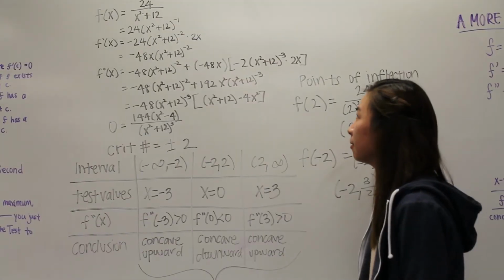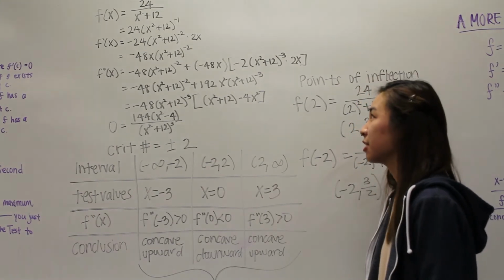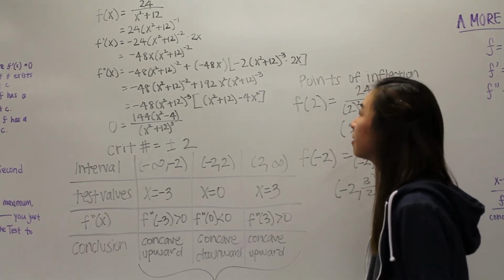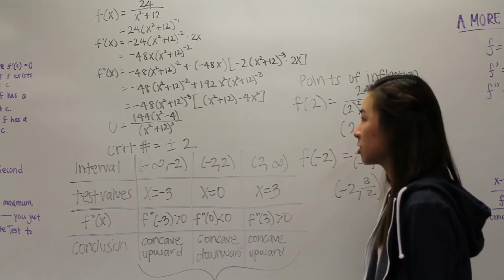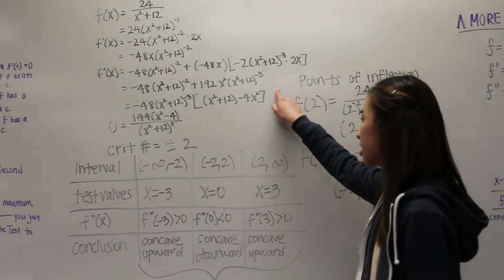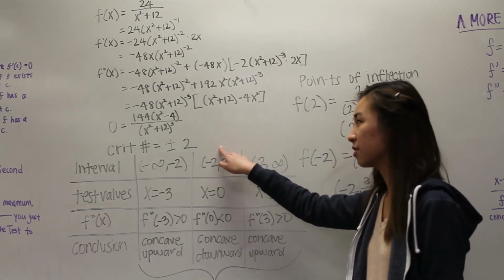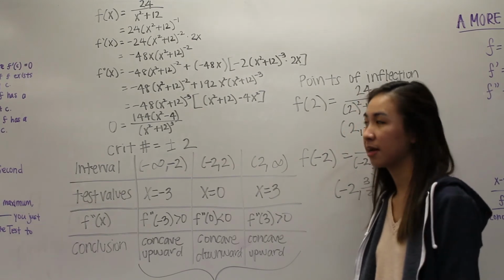So this problem is like a basic problem where you would use the second derivative test. So your first step is to simplify the problem, and your second step is to take the first derivative, and then you would take the second derivative of the function, and then you would set the second derivative equal to 0 and solve for x in order to find the critical numbers. So for this problem, the critical numbers are plus or minus 2.